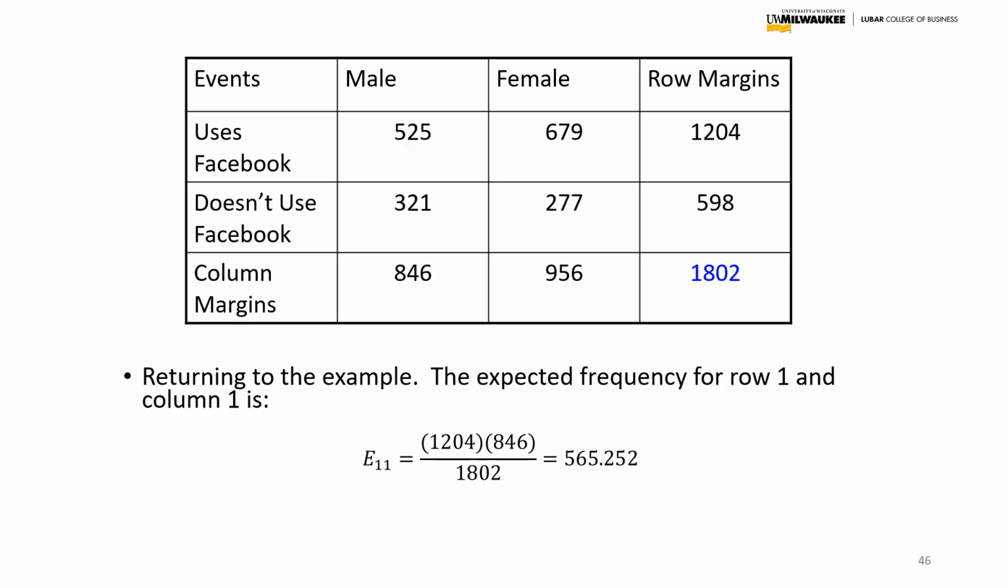Let's return to our example. Here's the contingency table with the row margins and the column margins and the cell counts. Let's look at one of the cells. We see here that the observed count in row 1, column 1, which is using Facebook and being male, is 525. If Facebook usage and gender are independent, then we have an expected count of 1204 times 846 divided by 1802, which is 565.252. We can similarly get the other expected counts in the other three cells.